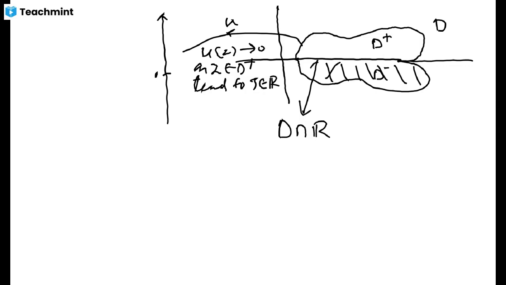And when you extend this function to be harmonic on the whole of the domain D, it satisfies this equality also. So this was about the reflection principle for harmonic functions.